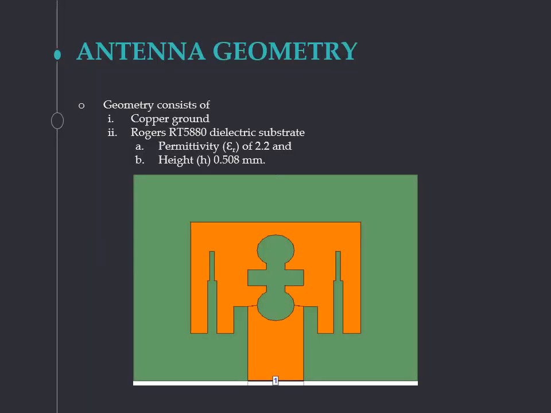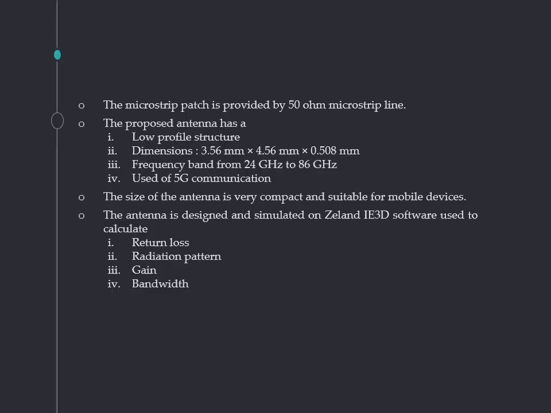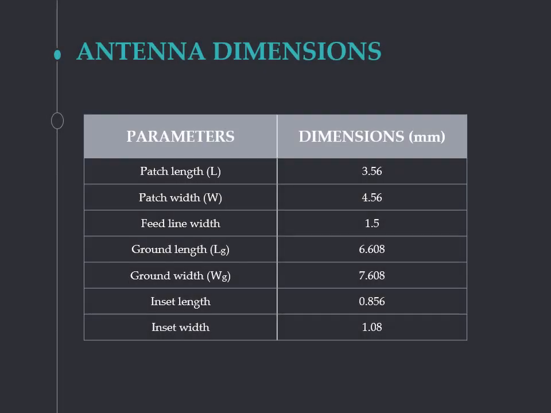Antenna geometry. Our antenna is as shown in the picture and this geometry consists of a copper ground and Rogers RT5880 dielectric substrate with permittivity of 2.2 and height 0.508 mm. The proposed microstrip antenna has a low profile structure with dimensions 3.56 mm into 4.56 mm into 0.508 mm. The antenna is designed and simulated on Zealand IE3D software for calculating return loss, radiation pattern, gain, and antenna dimensions. Here we have listed our dimensions for the required parameters.